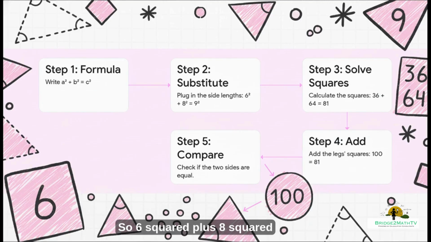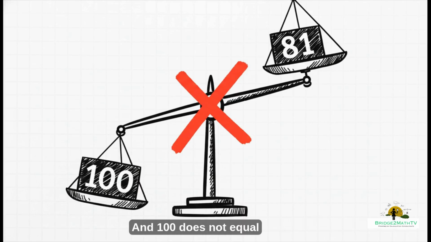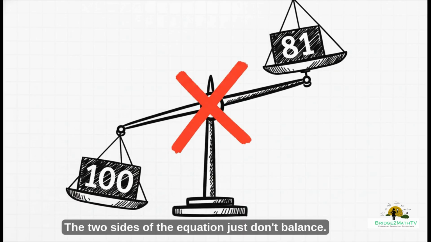So, 6 squared plus 8 squared equals 9 squared. Okay, let's solve those squares. That gives us 36 plus 64 equals 81. And then we add the legs together, which gives us 100 on one side and 81 on the other. The last step is just to compare. And 100 does not equal 81. Not even close. The 2 sides of the equation just don't balance.